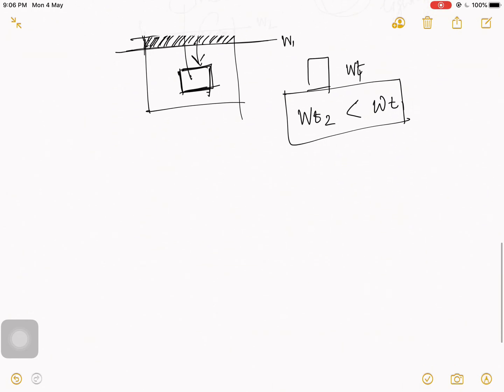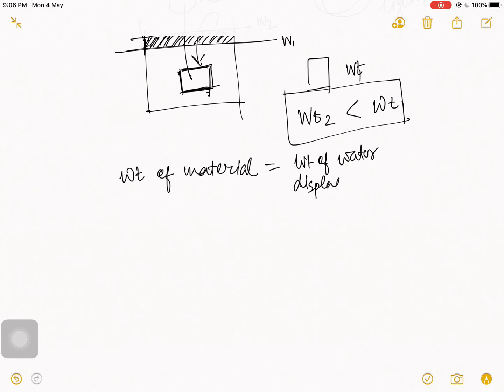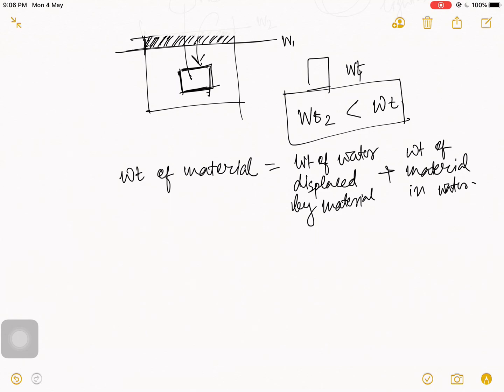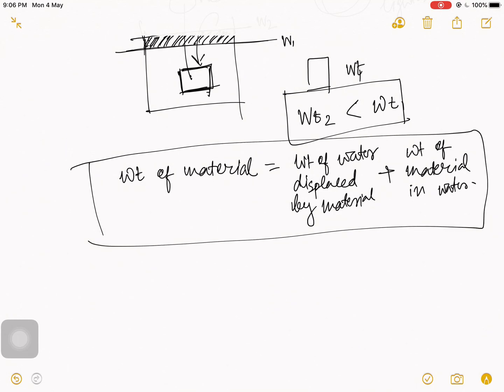So we can say the weight of material is equal to the weight of water displaced by the material plus the weight of material in water or fluid. Okay? That is the main concept.